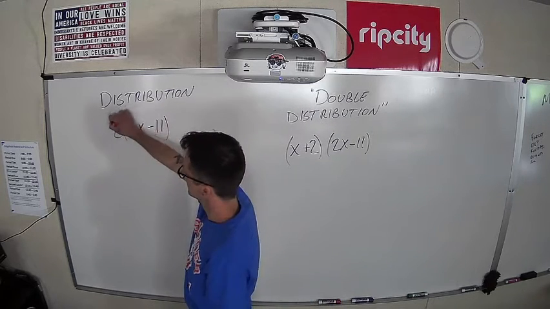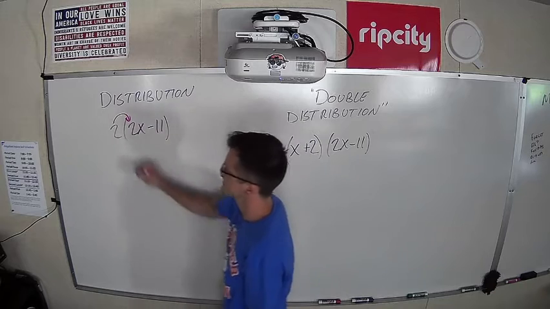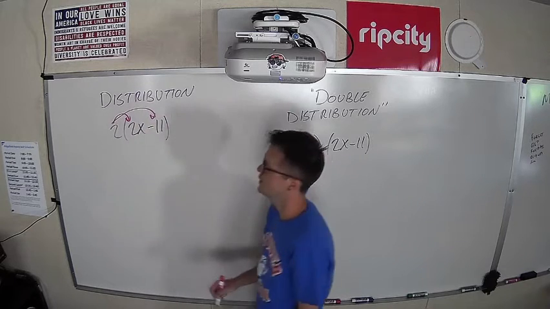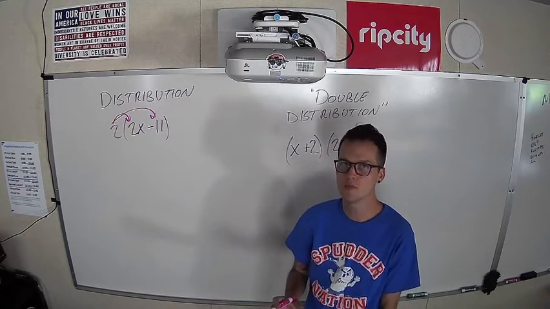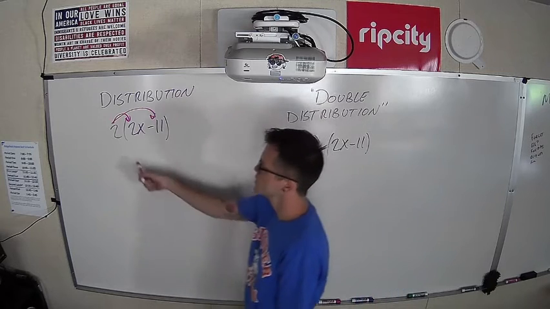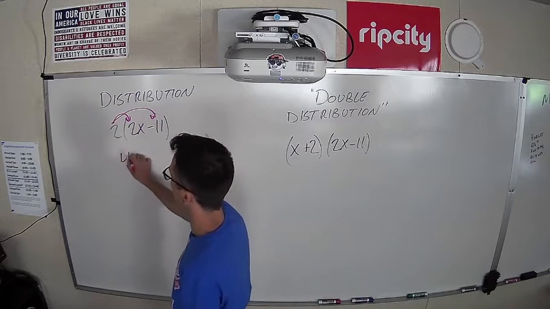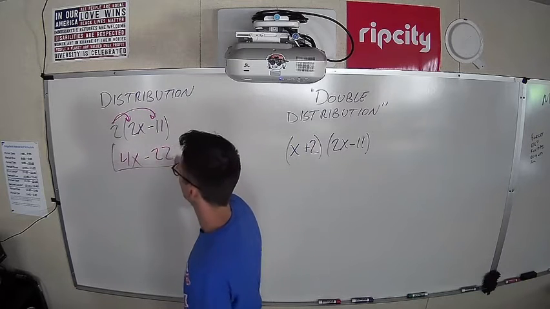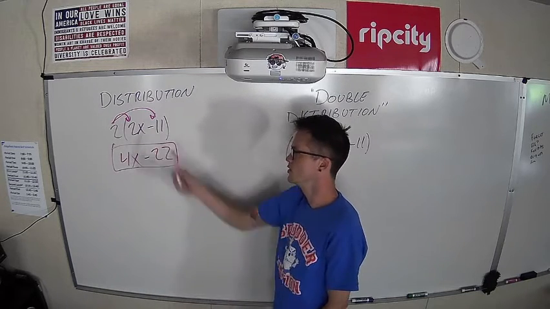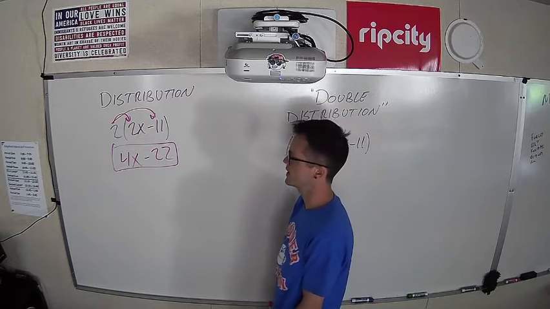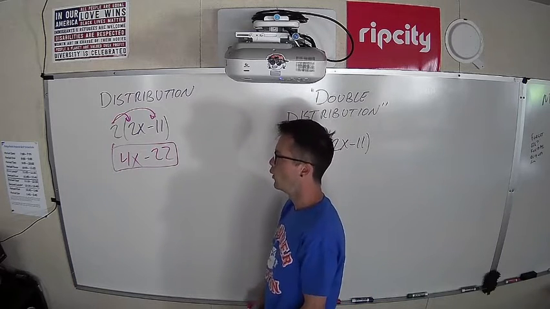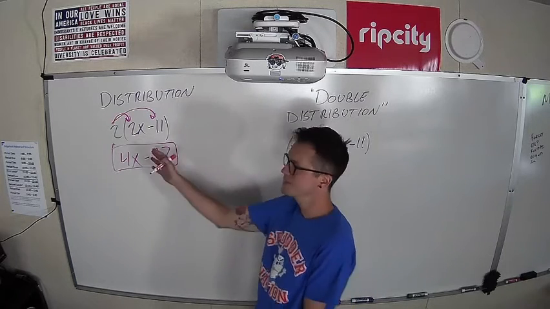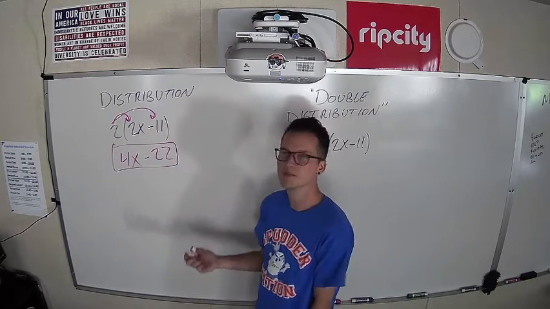So we would take the 2, multiply it by the 2x, then we take the 2 and multiply it by the negative 11. We need both pieces, otherwise it's incomplete. So 2 times 2x, of course, is 4x, and then 2 times negative 11 is negative 22. This is done. We've distributed the 2 and multiplied it by the quantity of 2x minus 11. What we're going to be doing today is the same thing, we're just doing twice as much of it.